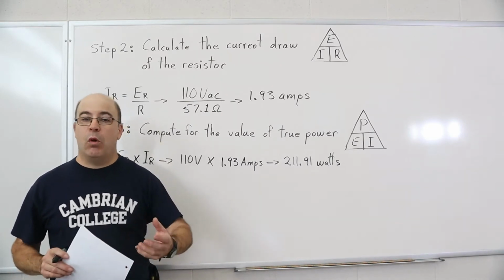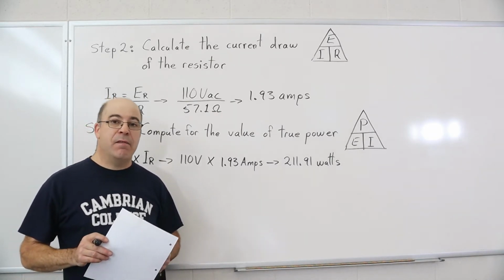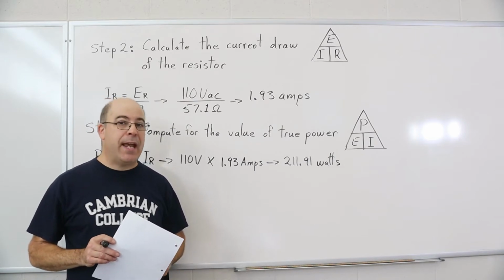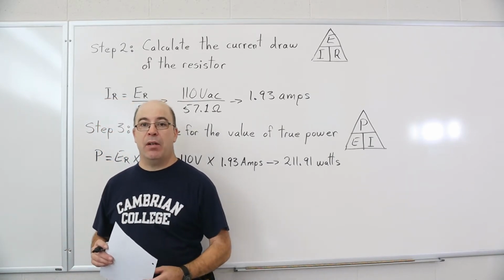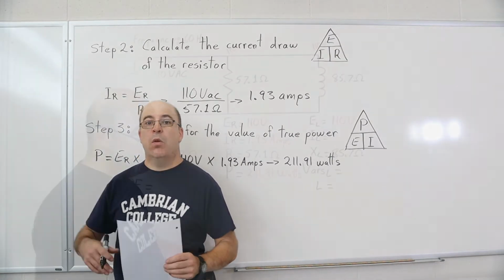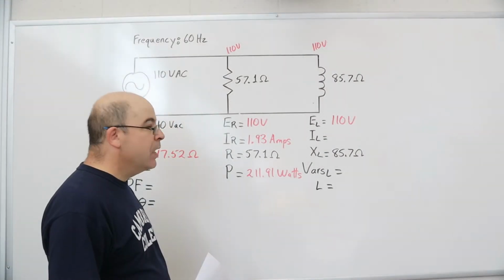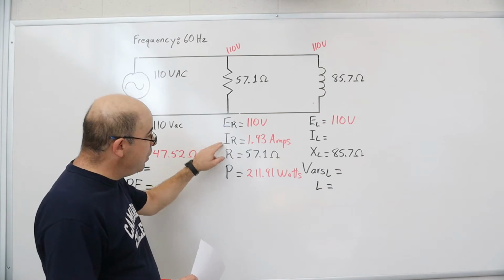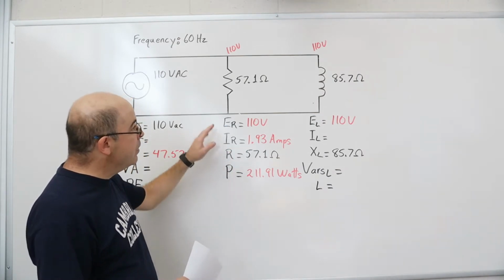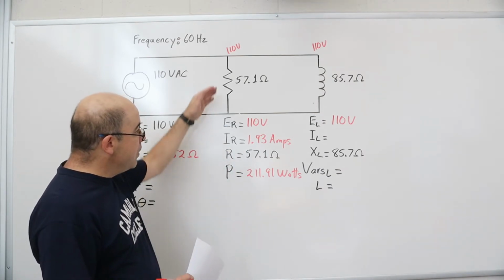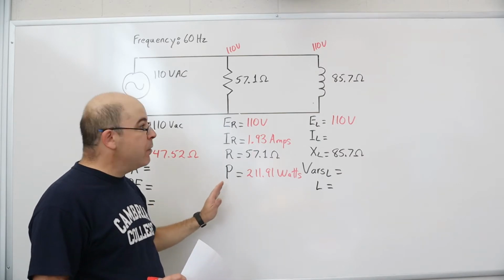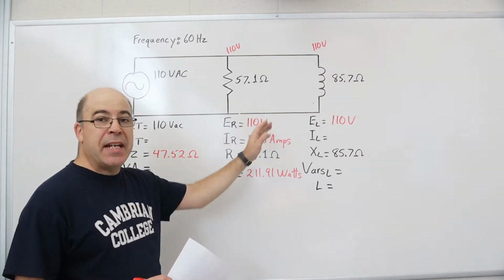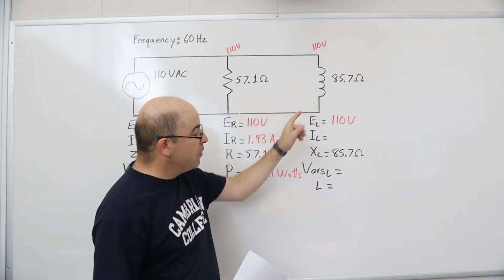True power is expressed as watts. Reactive power will always be expressed as VARs, volt amps reactive. So I'm going to go and input these values into my chart, and then we're going to determine where do we go from here. I've gone ahead and I've inputted the values we've calculated into the chart. You can see that this branch, all of the values have now been completed. I am now going to move on to the next half of my circuit, the inductive branch.